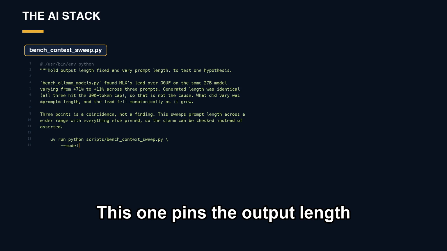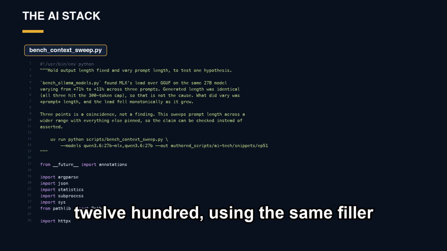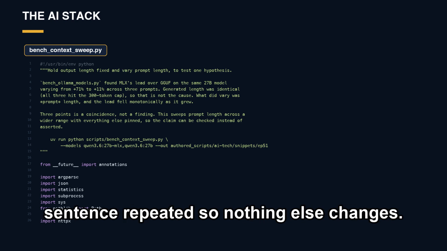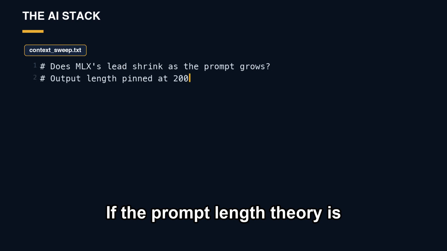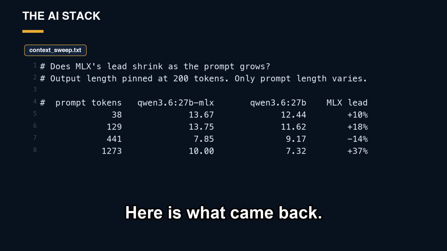This one pins the output length and moves only the prompt from about 40 tokens up to about 1200 using the same filler sentence repeated so nothing else changes. If the prompt length theory is right, the MLX lead should fall as you go down that table. Here is what came back.